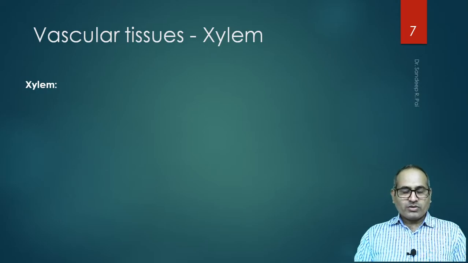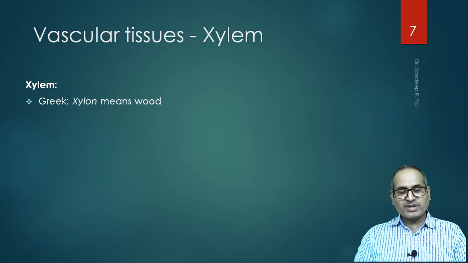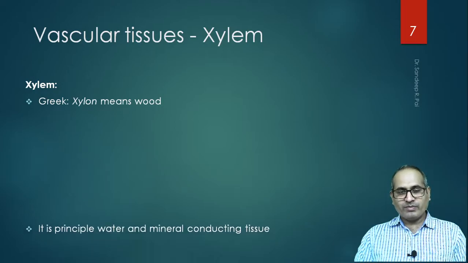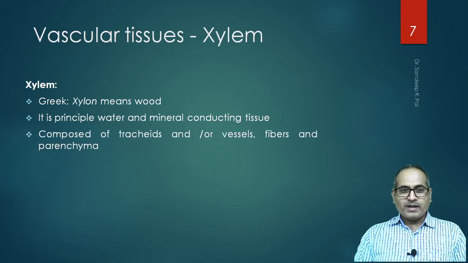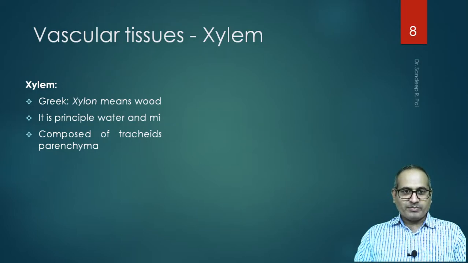In vascular tissues, first we will look into xylem. What is xylem? The word xylem comes from the Greek word xylon. Xylon means wood. It is the principal water and mineral conducting tissue. It means that xylem conducts water and minerals from roots to different parts of the plant. It is composed of tracheids and or vessels, fibers and parenchyma.